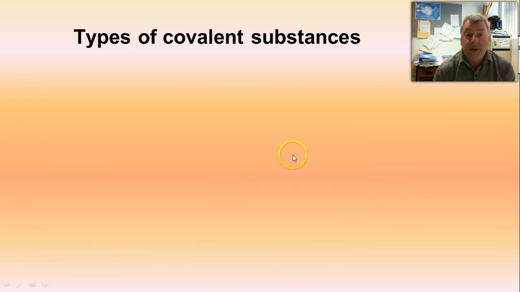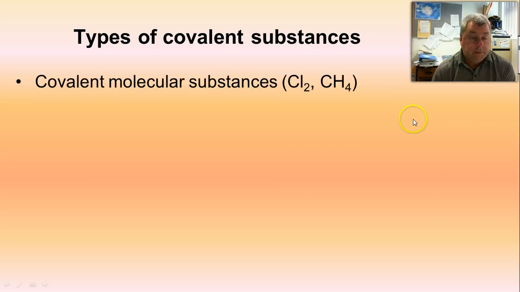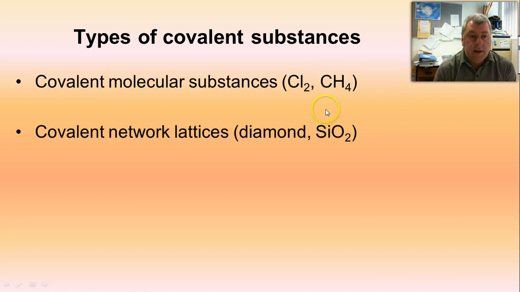So the types of covalent substances we're going to look at through this series of videos are the first ones, which are covalent molecular substances. Some examples are chlorine gas, Cl2, and methane, CH4. Again, made up of non-metals, carbon and hydrogen, non-metals.